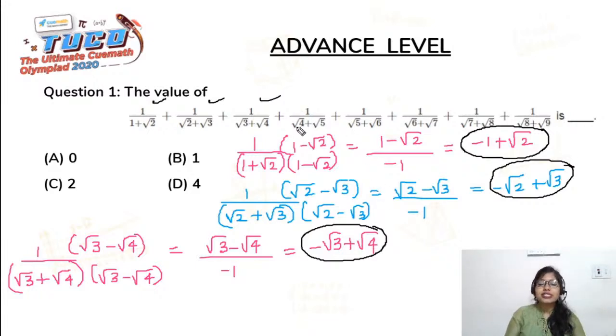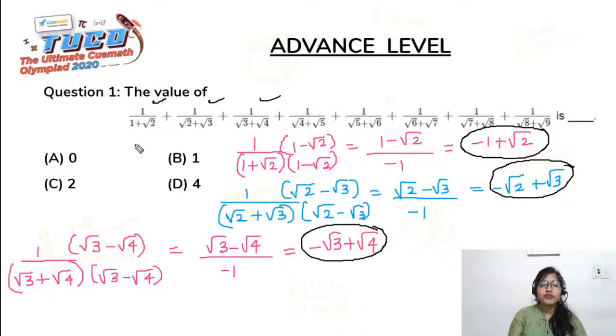So it's very obvious that we can easily tell for the fourth term, without even solving this, that it's going to be minus root 4 plus root 5, then minus root 5 plus root 6. Okay. Now knowing this fact, let's substitute all of these. So here goes our substitution.